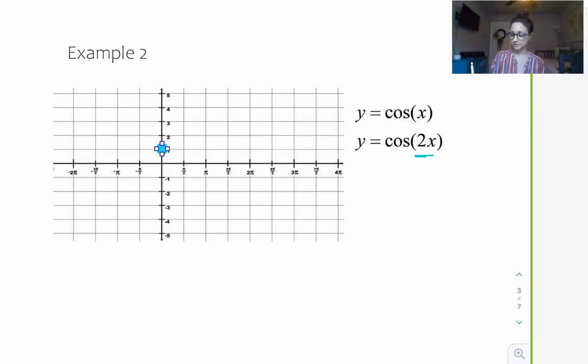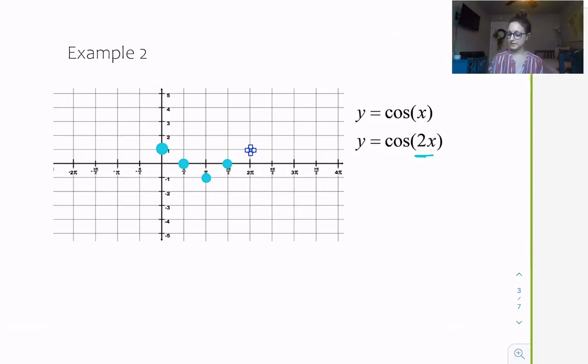Cosine of pi over 2 is 0. Cosine of pi is -1. Cosine of 3 pi over 2 is 0, and cosine of 2 pi is back to 1, and then we repeat, right? So make sure you've got those 5 in pencil. We're going to kind of move these, okay?